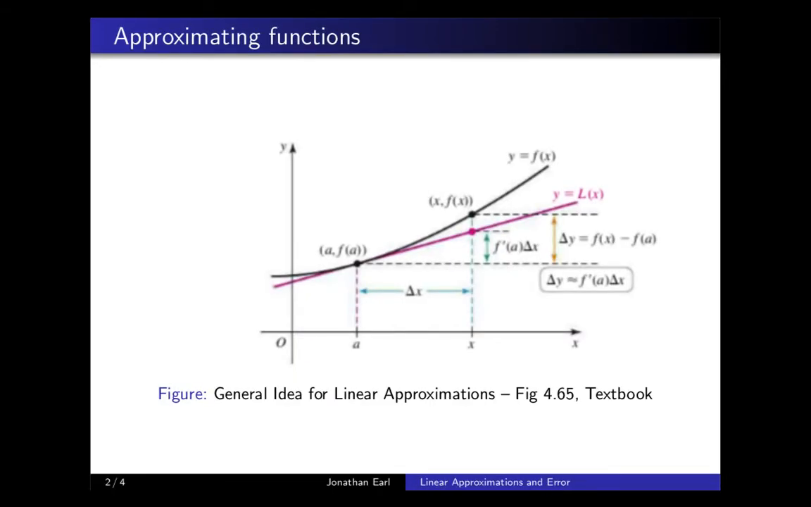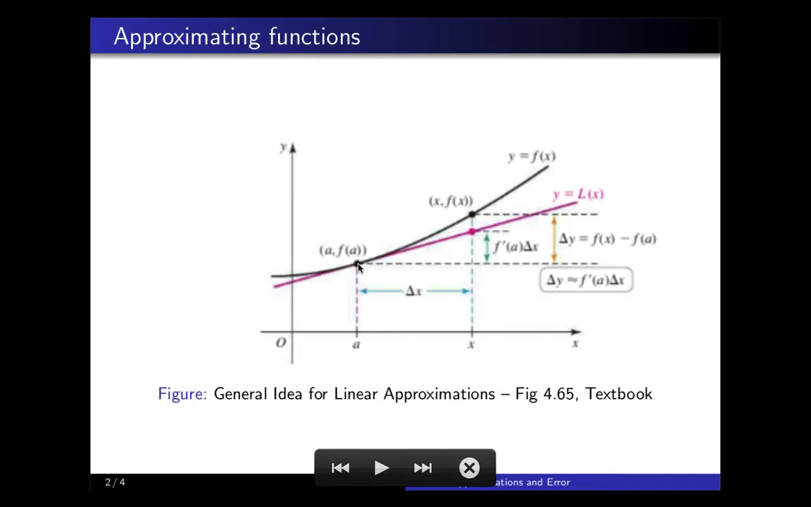Okay, so pictorially, kind of the idea that we're doing is this. We've got some main function that's here with the black curve, and around some point A, we want to approximate the value of the function. And we're going to do it with this magenta line.